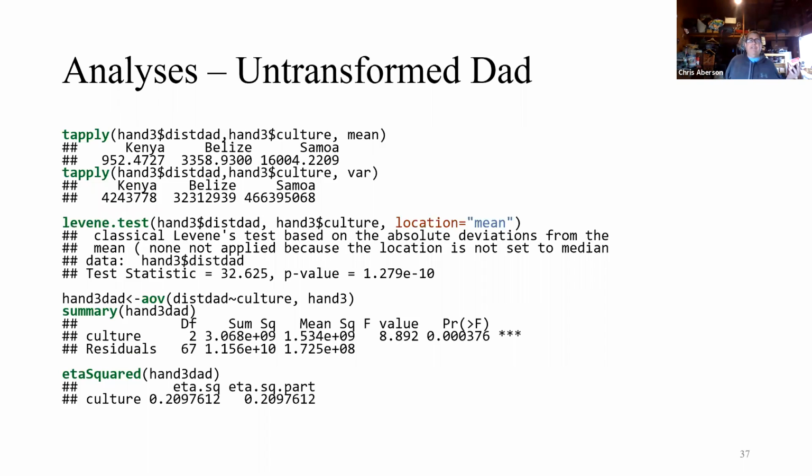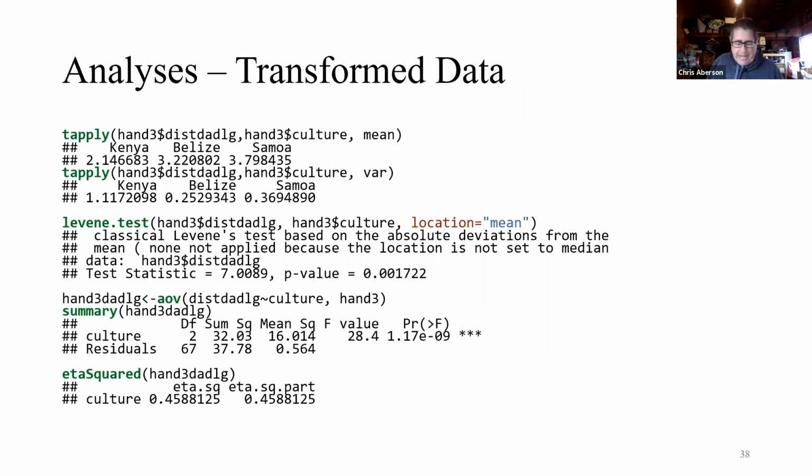Same deal for dad. We can see we do get a significant p-value here, a probability of 0.021. But after we transform the data, we can see our effect size jumps to more than double as well. So again, we see really, really big differences between the analyses that have used the transformed data versus the untransformed data.